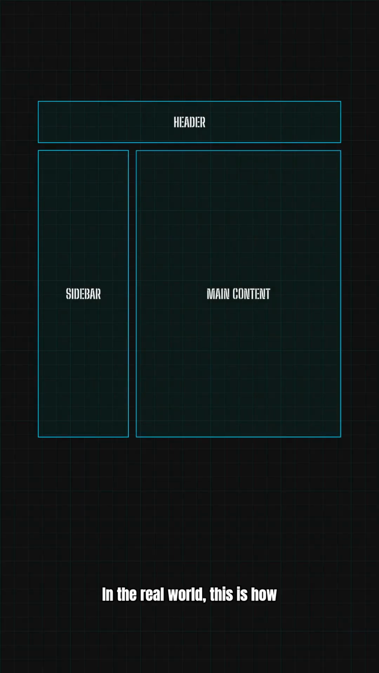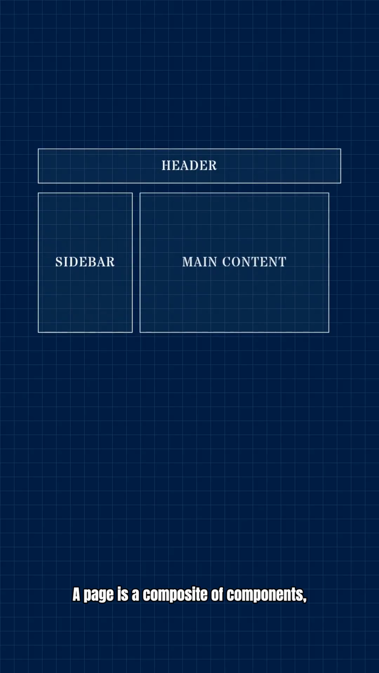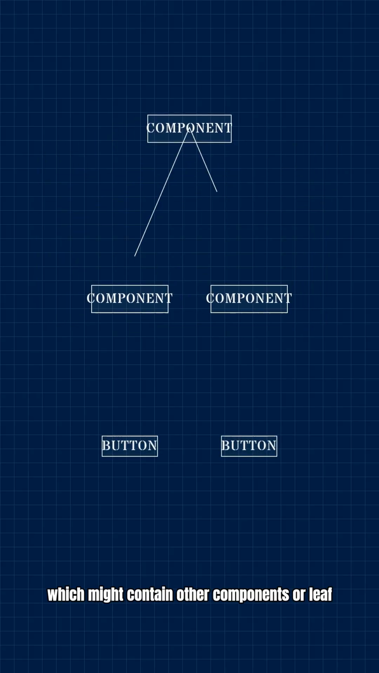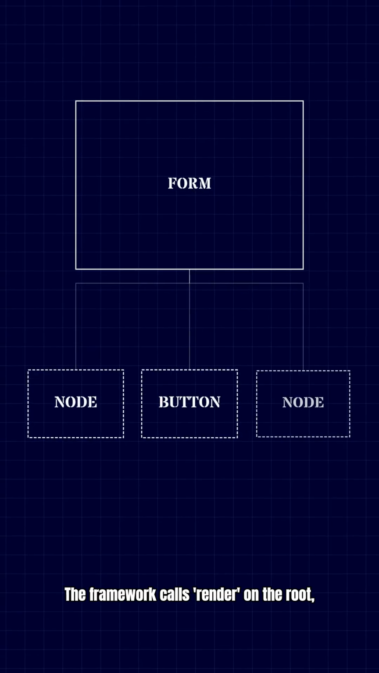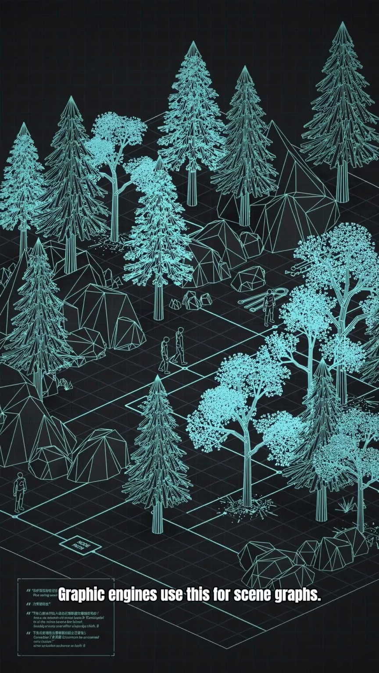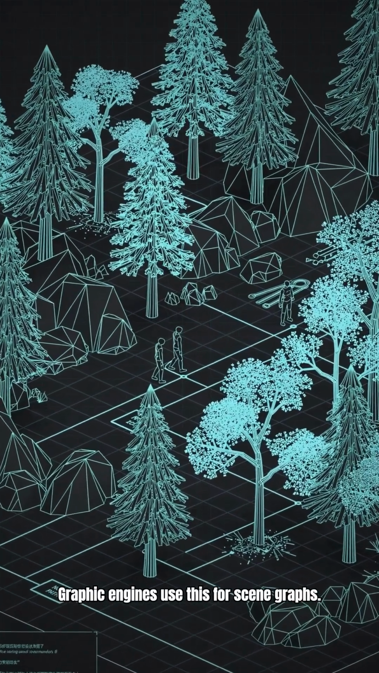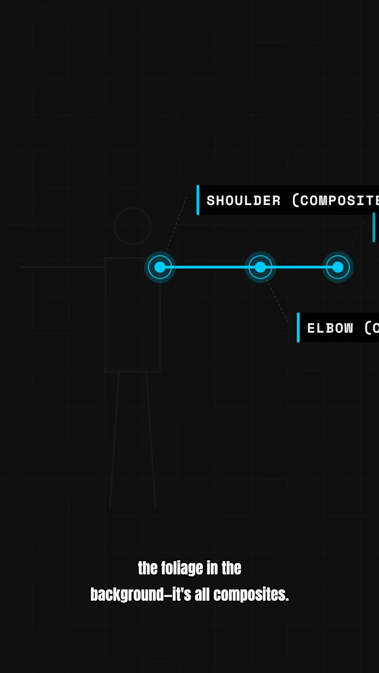In the real world, this is how modern UI frameworks like React and Vue work. A page is a composite of components which might contain other components or leaf elements like buttons. The framework calls render on the root, and the entire tree renders itself automatically. Graphic engines use this for scene graphs. A group node moves and everything inside it moves too. From a 3D character's skeletal structure to the foliage in the background, it's all composites.